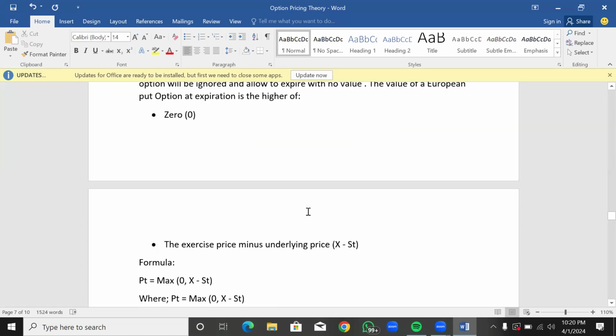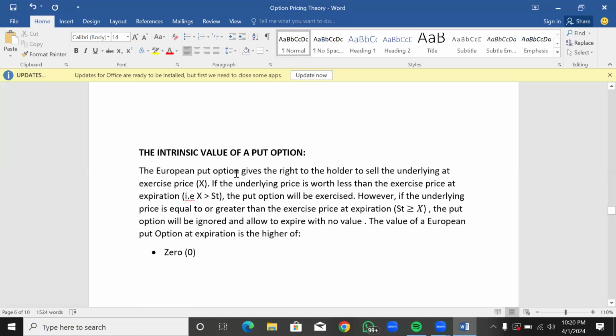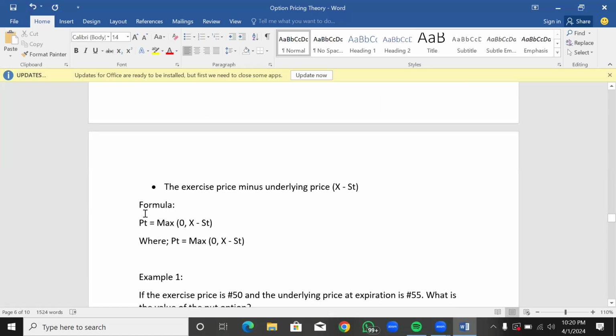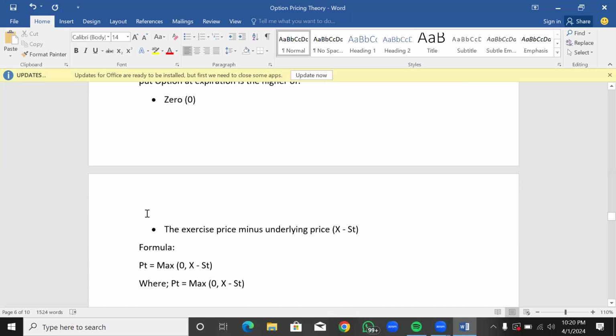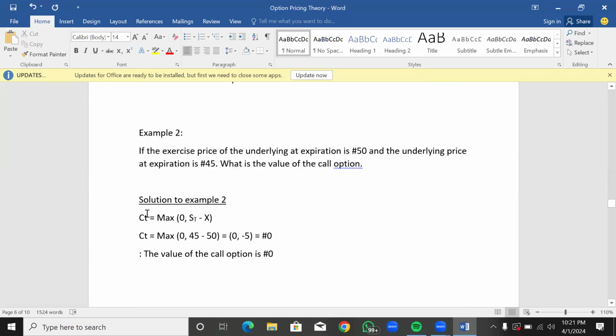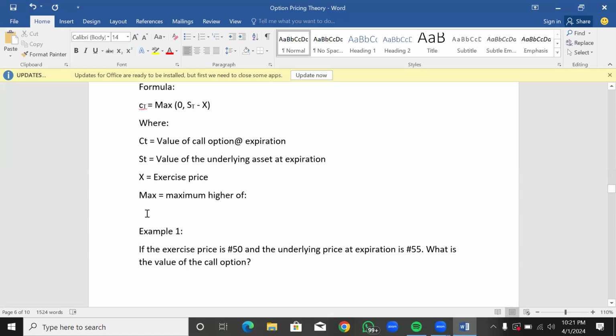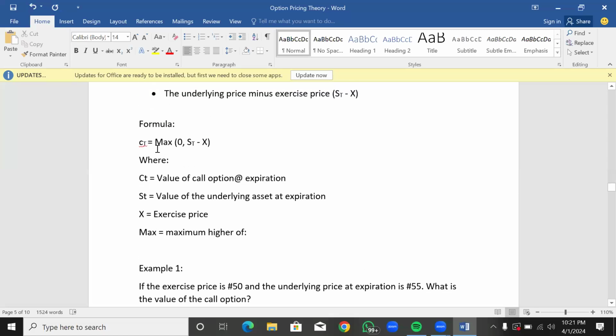Okay, thank you. Let me go back. So this is for a call option. I said the formula is the max, which means the higher of anything inside this bracket: either 0, or the difference between your stock price and your exercise price. ST means your stock price, the other means your exercise price. They will give you the two values in any question. So you're supposed to get the higher of either 0 or the difference.